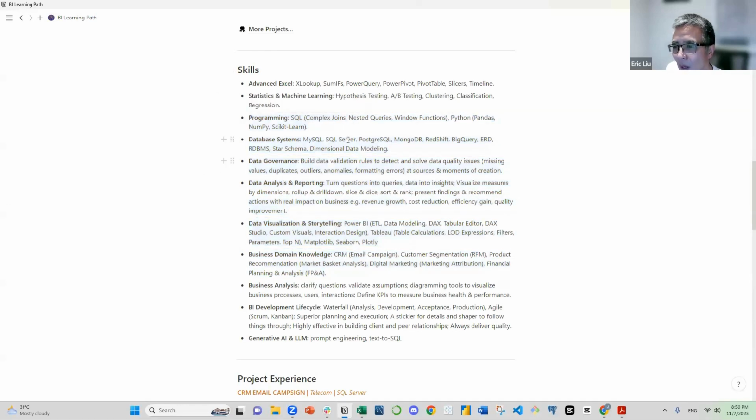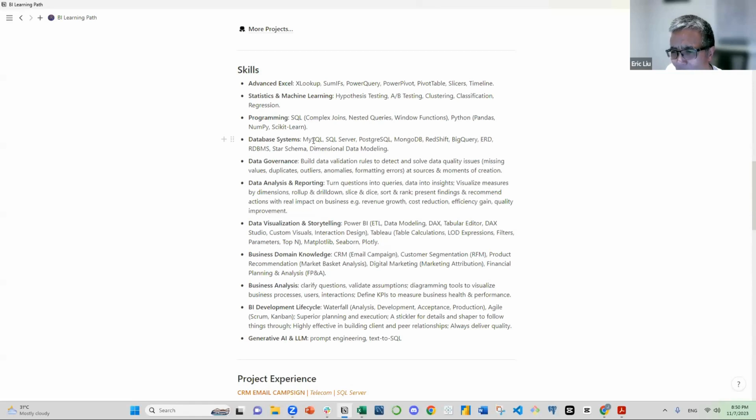Some people say I already put SQL under programming. Why should I also put MySQL and SQL in database systems? And you need to understand SQL is both a programming language and a database system. And those who understand, I think, score more points. So you definitely need to show SQL in both programming and database systems.